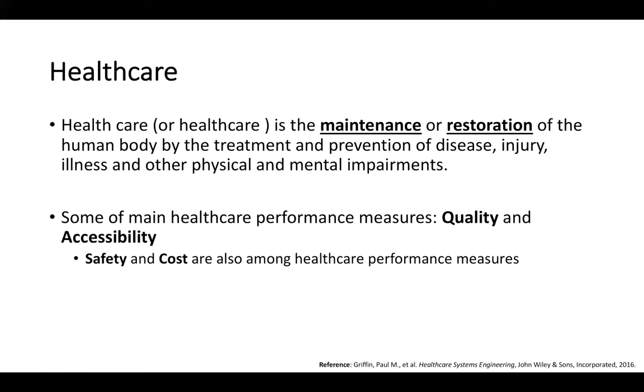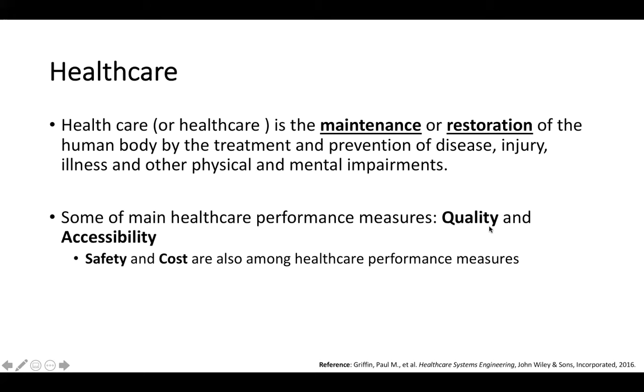There are discussions where people argue that safety and cost also fall under the umbrella of accessibility or quality. For example, cost falls under the umbrella of accessibility because no matter if there are so many hospitals around you, they're available, they're accessible, but if the cost of healthcare is high, you still won't be able to access those hospitals. The availability factor exists, but they are not accessible because of the high cost. So there are arguments that cost is one of the factors that falls under the umbrella of accessibility. And safety also is one of the factors that falls under the umbrella of quality.